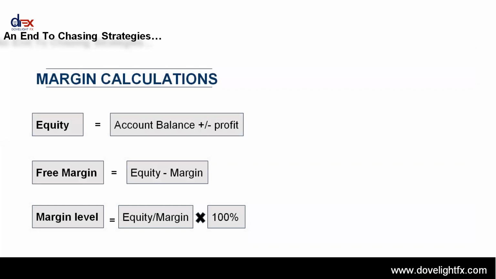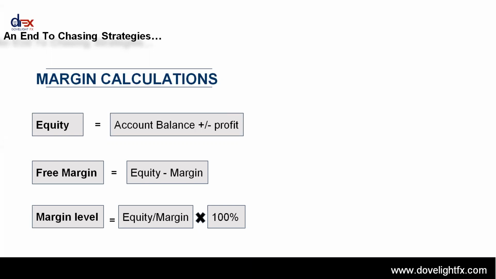And these are some other formulas for margin calculations. Your equity. Your equity is what? Your account balance. I have my account funded with $100. I place a buy trade. My equity is now my account balance plus or minus profits. If I'm in a profit of $10 and my initial deposit is $100, my equity is $110. If I'm in loss and it's $10, then my account is $100 minus $10, which is $90.